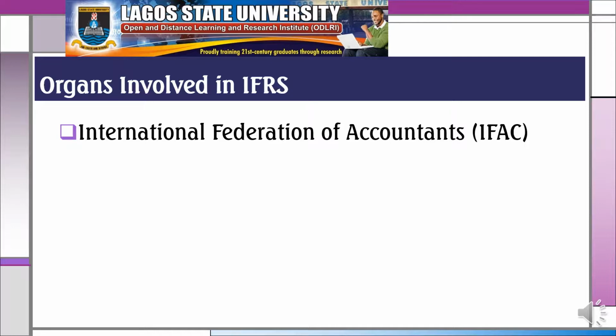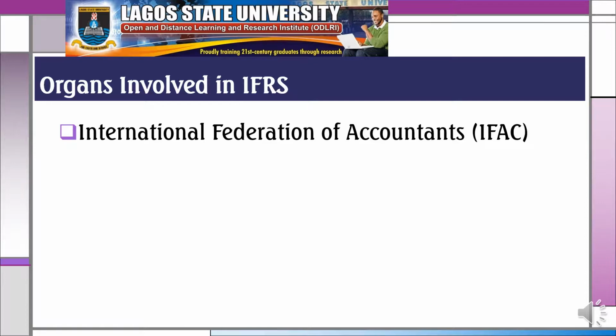So this is a body of well over 170 professional accounting bodies. For instance, in Nigeria, the 2 professional bodies recognized by law, the Institute of Chartered Accountants of Nigeria and the Association of Chartered Accountants of Nigeria, are members of IFAC. So no individual member can directly claim to be a member of IFAC. You become a member of IFAC by becoming a member of a recognized professional body.